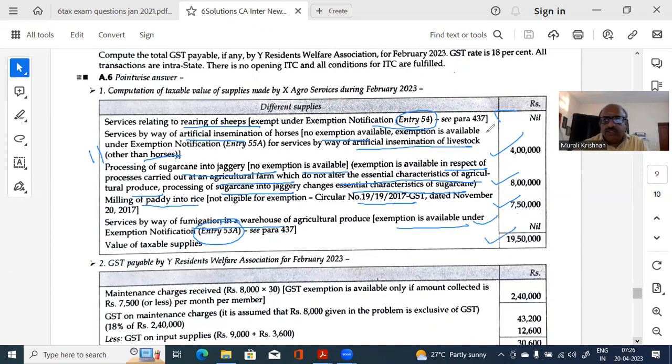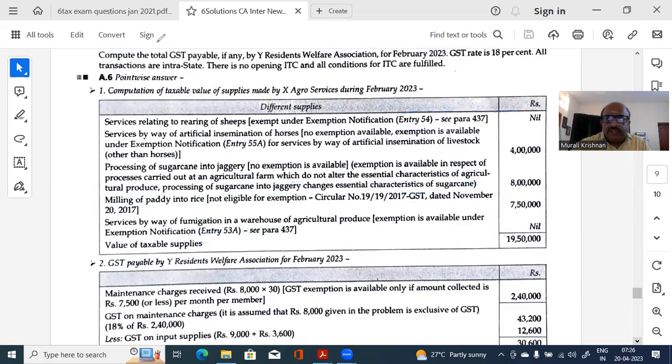Finished. Problem finished. 6 marks. Just see the 6 marks here and the 8 marks in the first question. Which is easier? It's easier. Exemptions you have to remember only. That is the only thing to be remembered. Okay. Now let's look at the next problem.